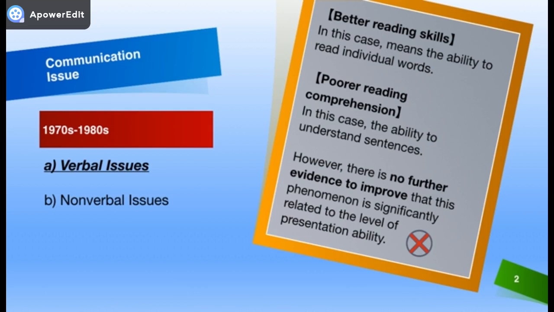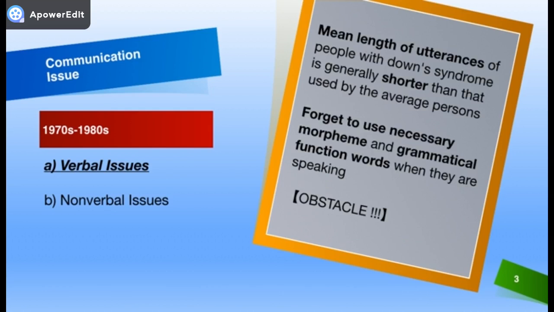One thing we know for sure is that although some patients with mild Down syndrome are able to have simple conversations with others, the researchers found that the mean length of utterances of people with Down syndrome is generally shorter than that used by average persons. At the same time, Down syndrome patients will often forget to use necessary morphemes and grammatical function words when they are speaking, and these usually become considerable obstacles for people with Down syndrome to communicate with others. In conclusion, all the symptoms mentioned above become barriers for people with Down syndrome in communication.